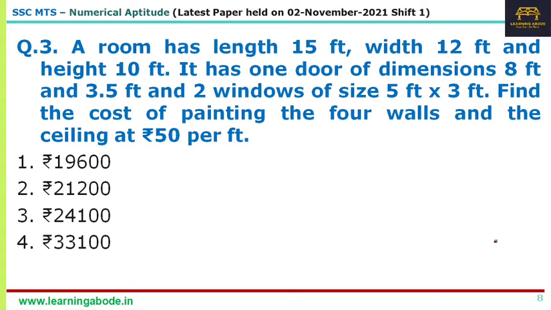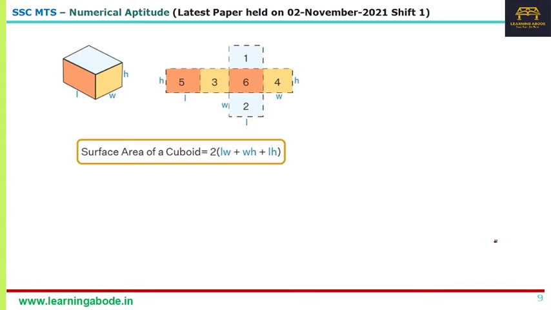And it is also mentioned that there are 2 windows. The length and the width of the window size is given, and then there is one door. The door size is given, okay, and you are painting the 4 walls and the ceiling. So that means you are leaving out the floor, you are leaving out the 2 windows, and you are leaving out the door, of course, right? And the cost of painting is 50 rupees per feet, okay. So we have to find the cost.